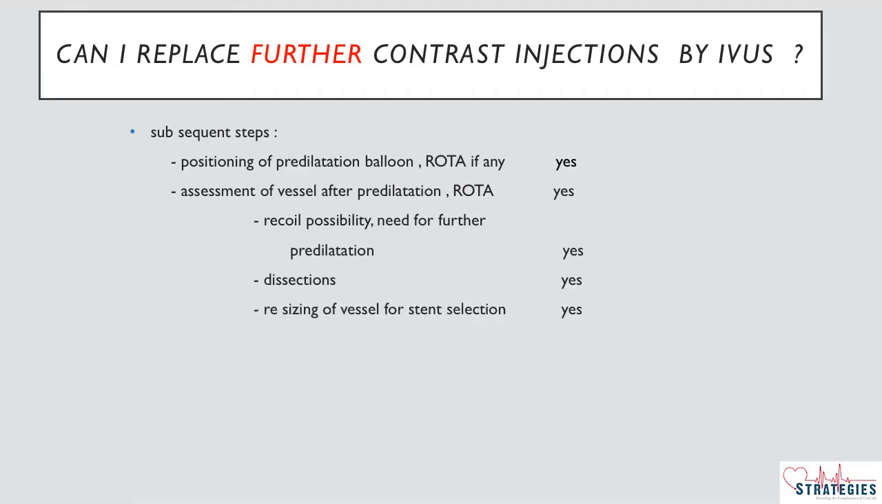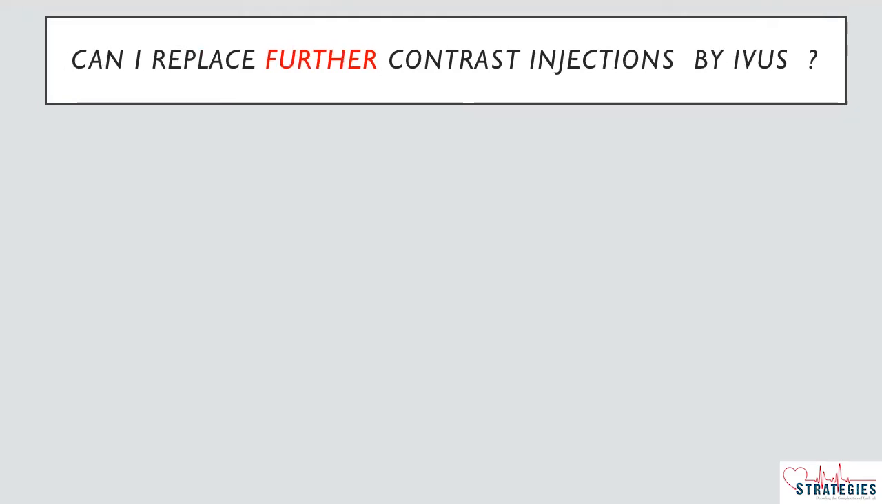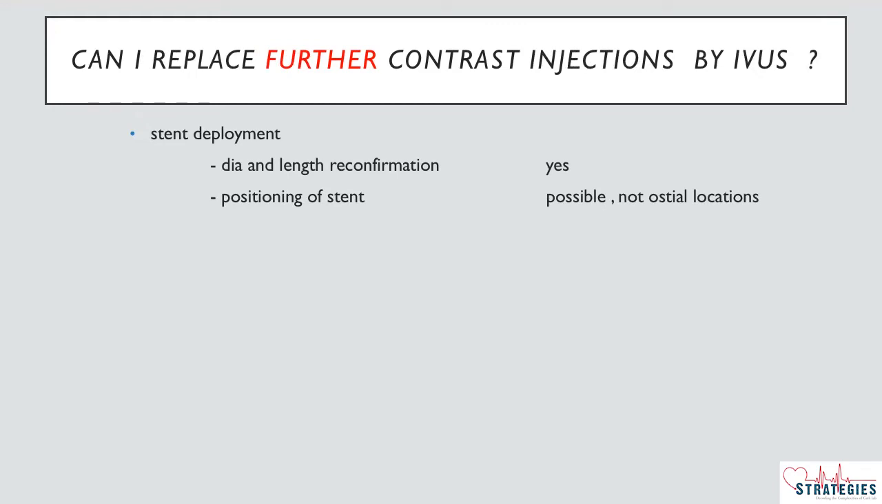Dissections, of course, IVUS is superior to angiography. Resizing of the vessel for stent selection, of course, IVUS is superior. Confirmation of landing zones, IVUS is superior. The only thing you can't assess with IVUS is distal runoff. And stent deployment, diameter and length reconfirmation, yes, you can do with IVUS.